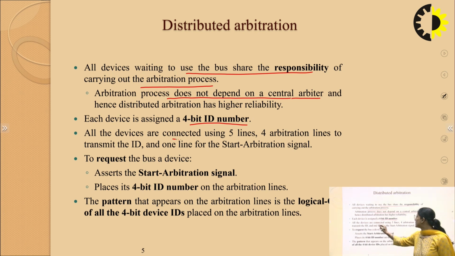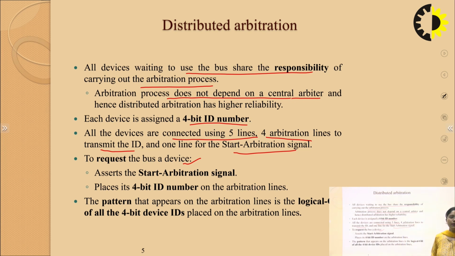All the devices are connected using 5 lines. All the devices are always connected through 5 lines. Among them, 4 are arbitration lines, and the 5th one is the line that will transmit the ID, and 1 line is for the start arbitration signal. So basically there are 5 lines to request the bus.